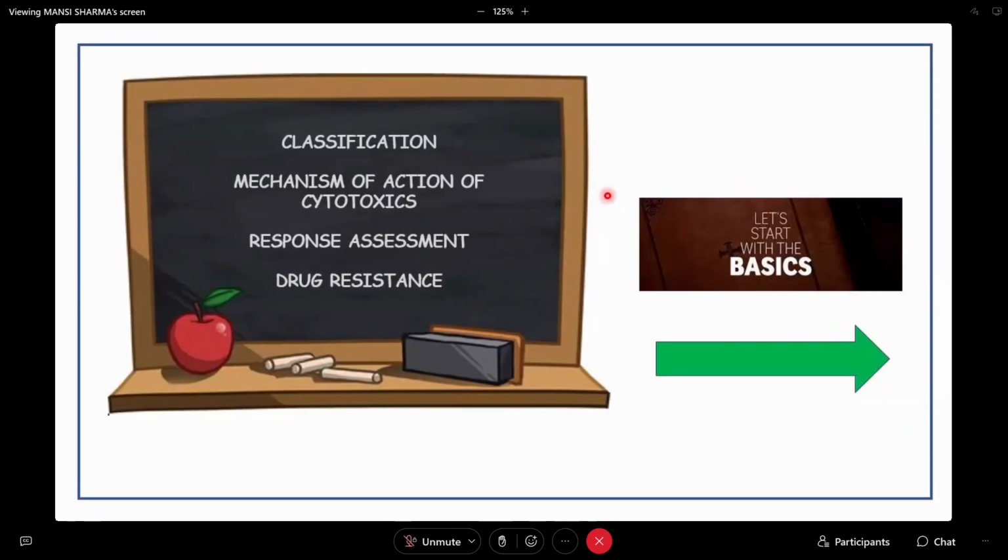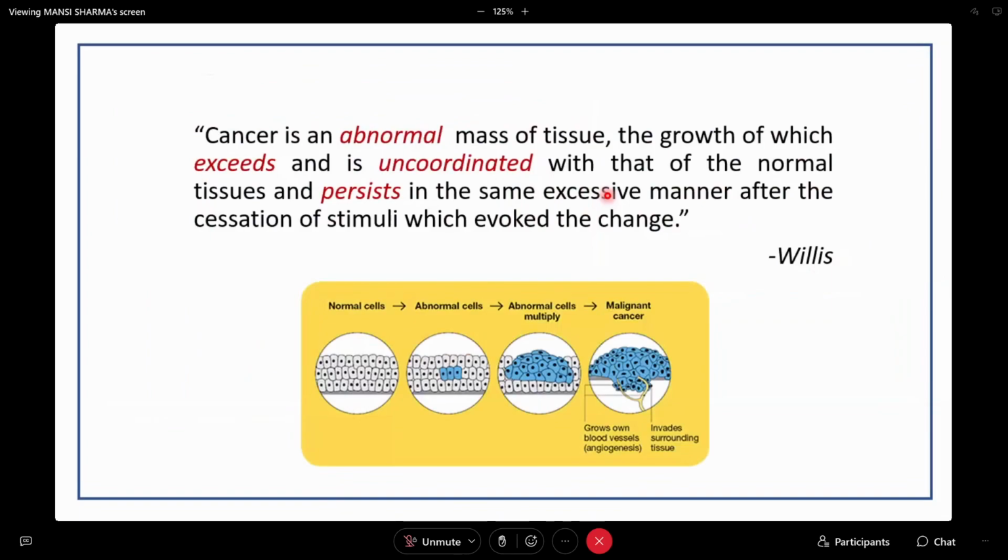So this is the broad overview of what we're going to be discussing today. We'll talk about the history and classification of these chemotherapy drugs, their mechanism of action, some basic principles of chemotherapy, how to assess responses, and a little bit about drug resistance. And I'll start with 3 to 4 slides just about basics of cancer.